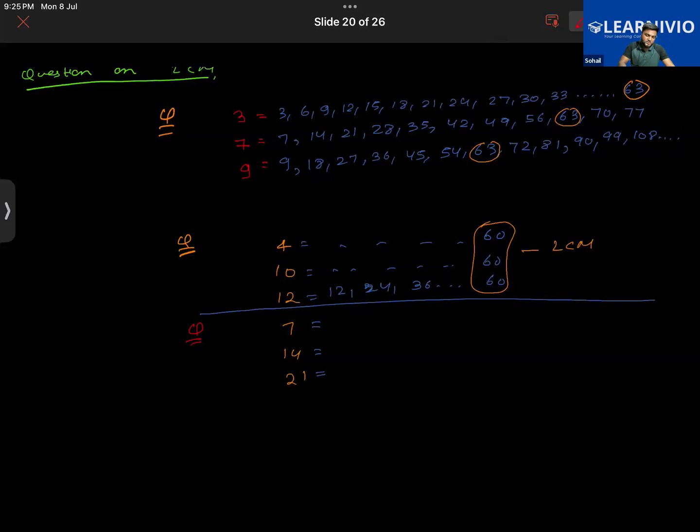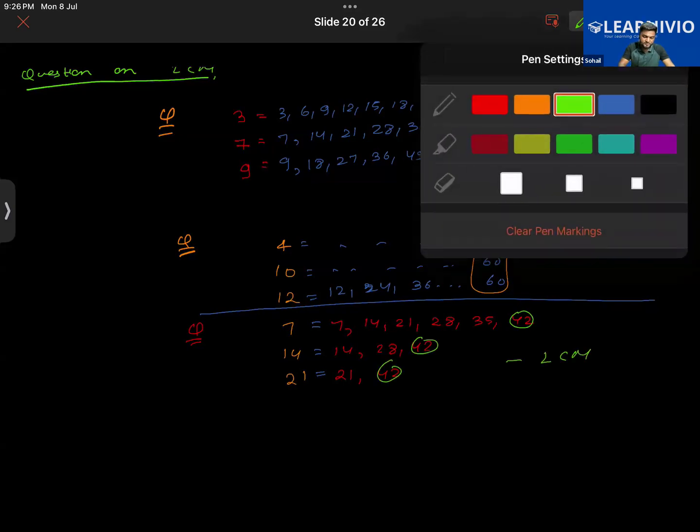So 21 ones are 21, 21 twos are 42, 14 ones are 14, 14 twos are 28, 14 threes are 42, 7 ones are 7, 14 and 21, 28, 35, then you have 42. So the least common multiple you can clearly observe is 42. That is the LCM. In short, we can write this as LCM.